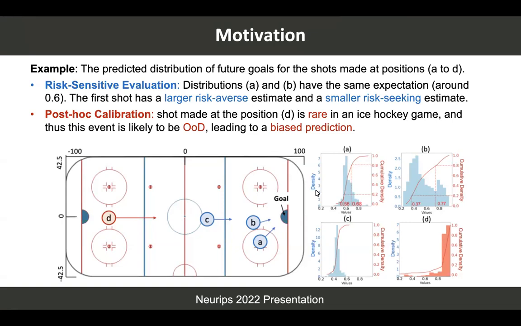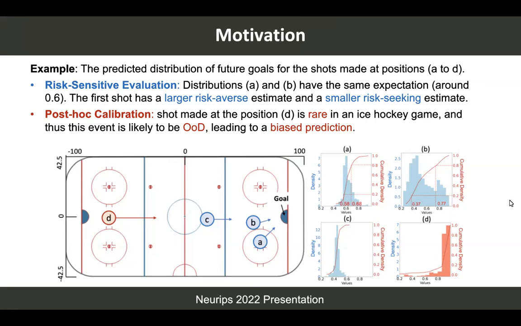The picture on the right-hand side shows the value distribution we have learned using our algorithm for these 4 actions. And we make sure that we choose these 4 actions so that they have roughly the same expected value. All the expected values of these 4 actions are roughly around 0.6. But we can see from the value distribution, they actually have very different distributions.